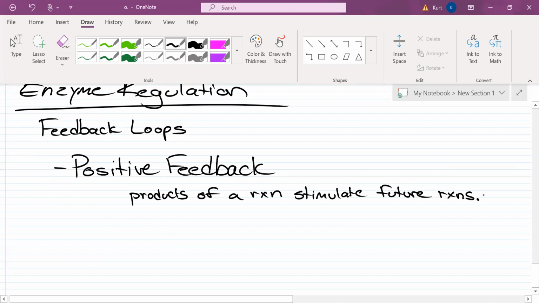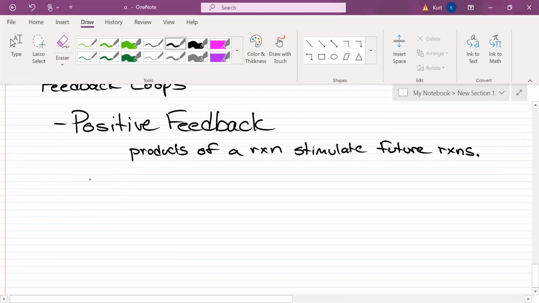So I say, Chris, I really like how you sit here in class, you take your notes diligently, you don't skip, you're a good kid. He's like, all right, I'm going to keep doing that. In fact, I'm going to do better. That's positive feedback. You're basically wanting to keep doing what you're doing, but you want to do it more. The classic example for this in biology is childbirth.